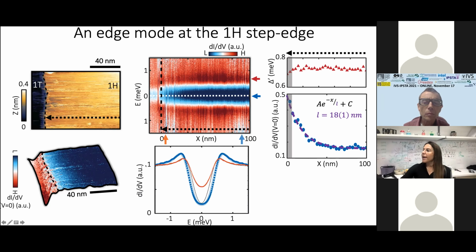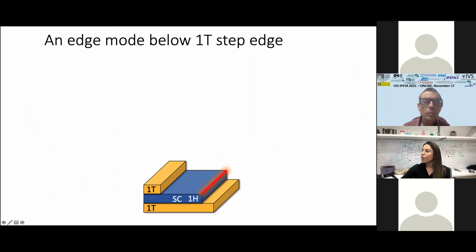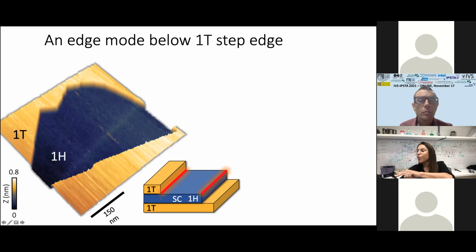So I'll skip this and I want to show you another kind of one-dimensional channel. Right now I described this channel along here between the topological superconductivity and the vacuum. I want to show you another one-dimensional channel that resides here between a region which is encapsulated by 1T from both sides and a region which is exposed and is encapsulated by 1T only from below.